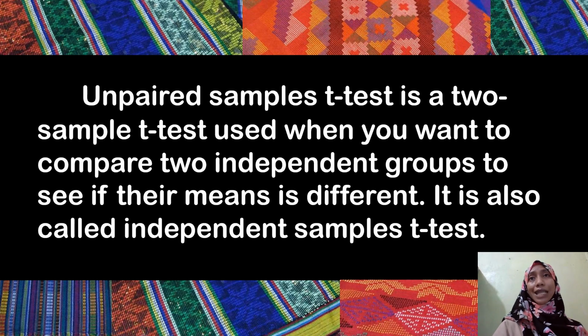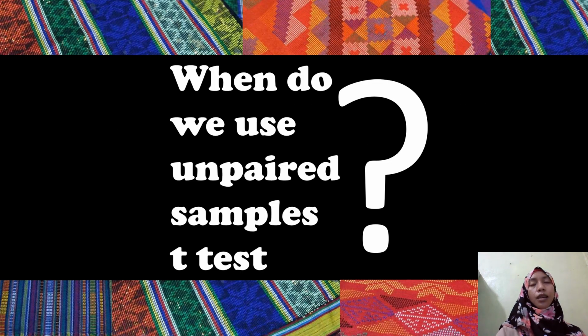Unpaired samples t-test is a two-sample t-test used when you want to compare two independent groups to see if their means are different. It is also called independent samples t-test. When do we use unpaired samples t-test?